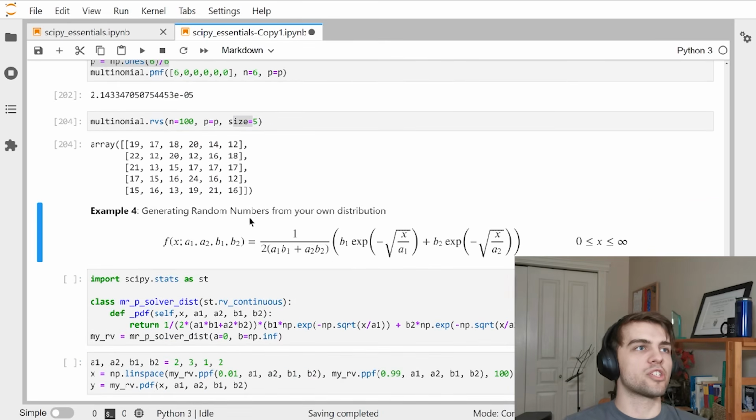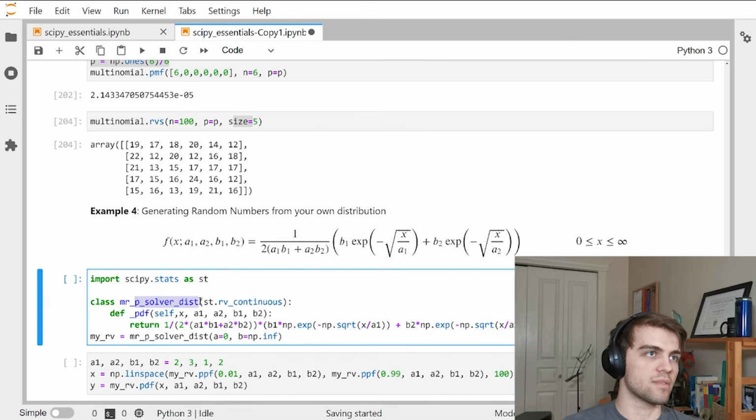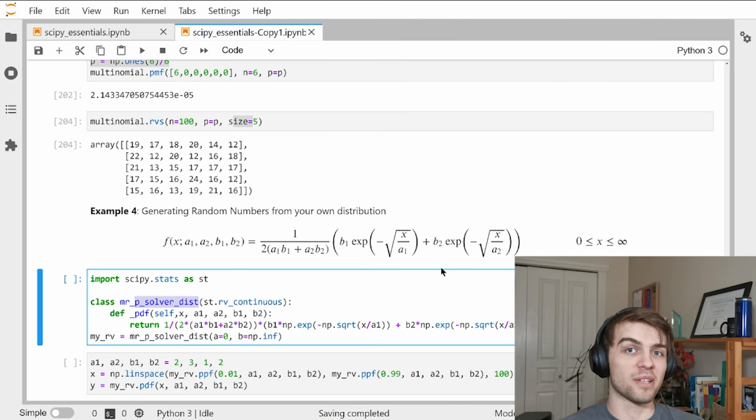Now, finally, you might want to generate random numbers from your own distribution. So again, this is a distribution from my research I was working on recently. It doesn't have a name, but I'll call it P-solver distribution just because. It wasn't invented by me, but that's the way things go. Unfortunately, you can name something and steal things, and it's all good.